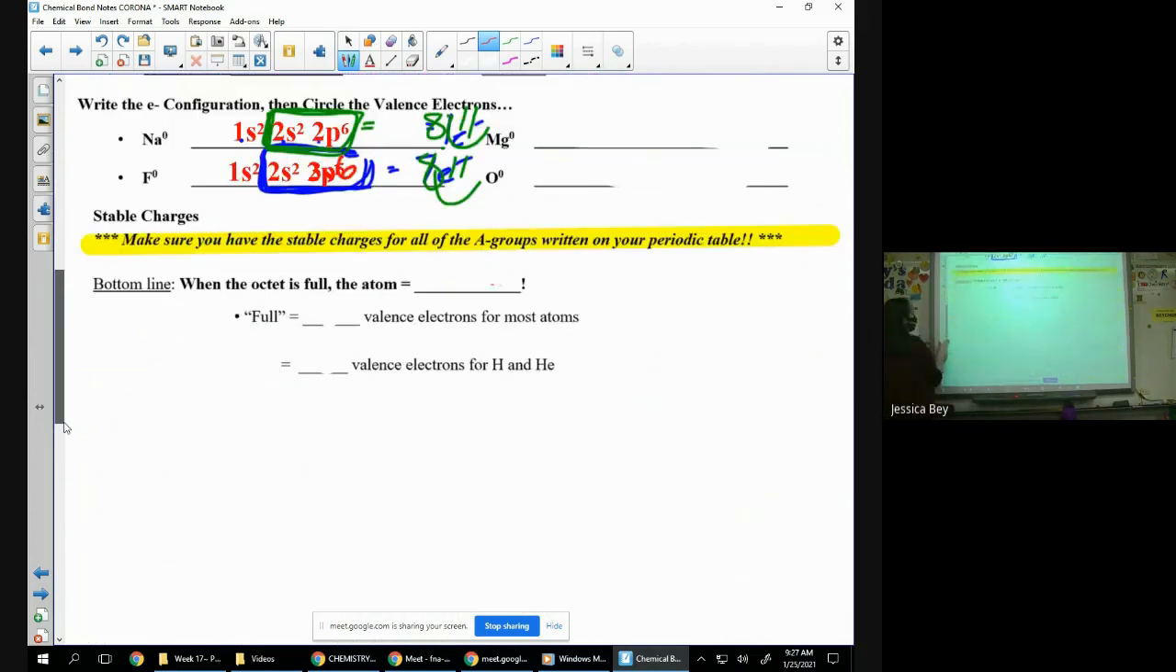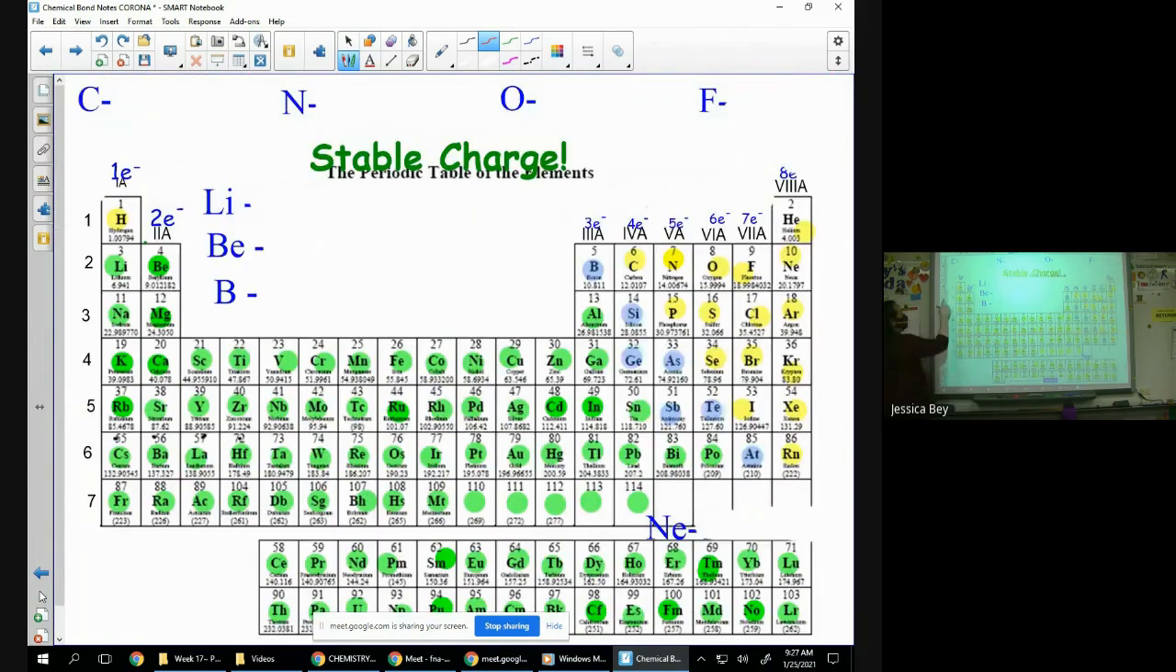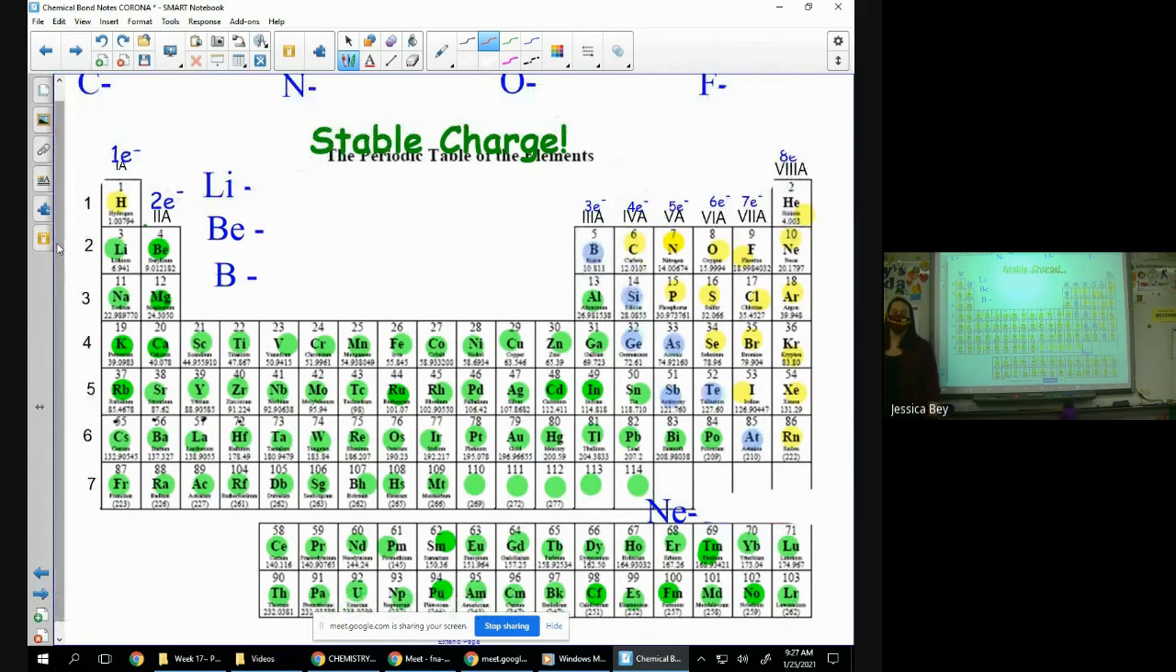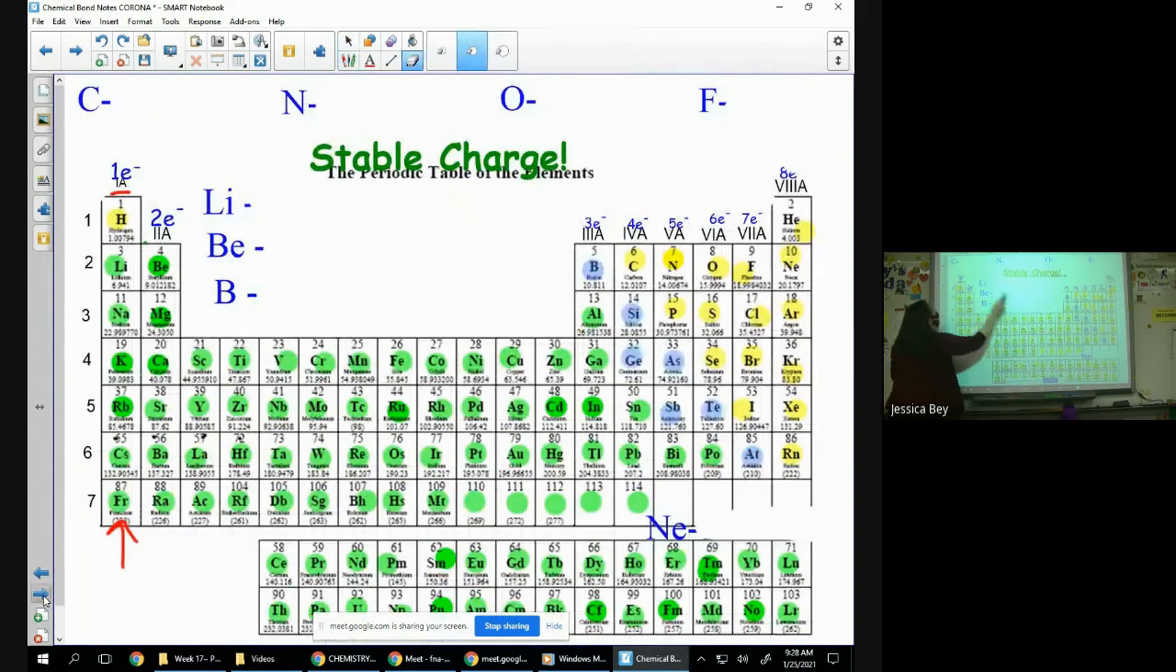As you can see on these notes, it says, make sure you have the stable charges for all the A groups written on your periodic table. Let's do it. Your fancy periodic table, the nice one that you've colored, let's write this on there. Everybody in group 1 has 1 valence electron, and they will choose to get rid of that 1 valence electron, just like sodium did. And when sodium gets rid of an electron, it becomes positive by 1. So on your periodic table, everything in group 1 is stable. And you can see I wrote mine in green up here. Everything in group 1 is stable with plus 1 charge.